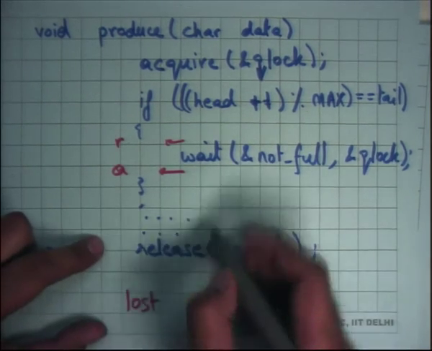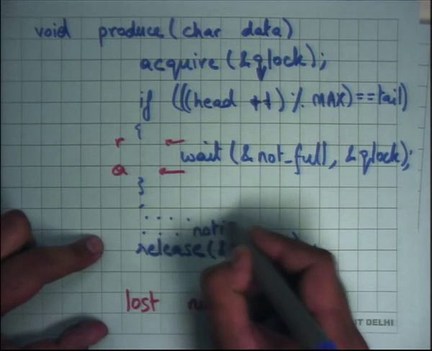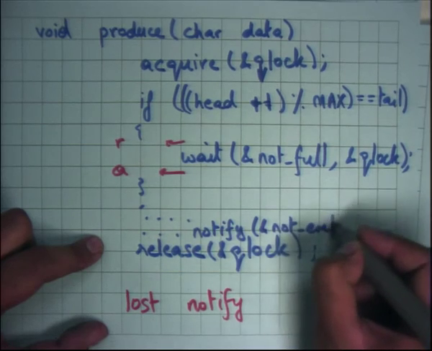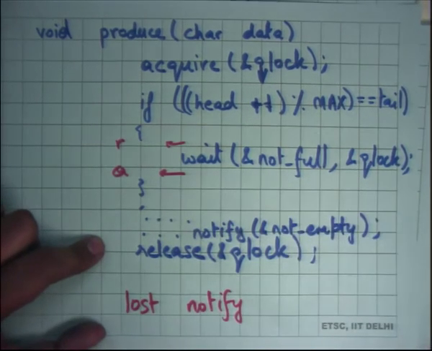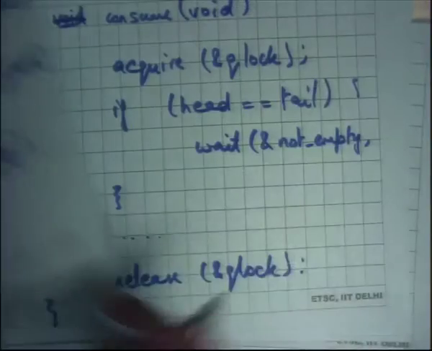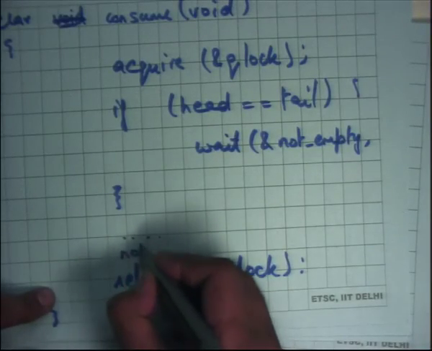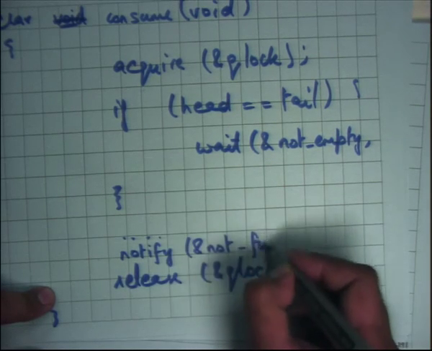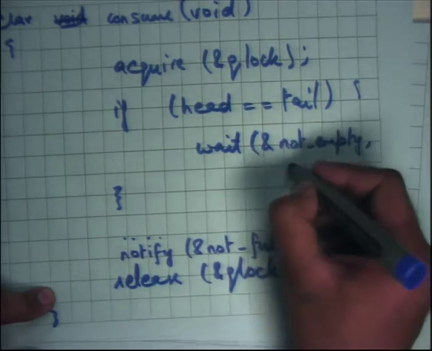In fact, this code was not complete. So before you release, you basically also say notify not empty. All right. And here you say notify not full, and here you release the lock.